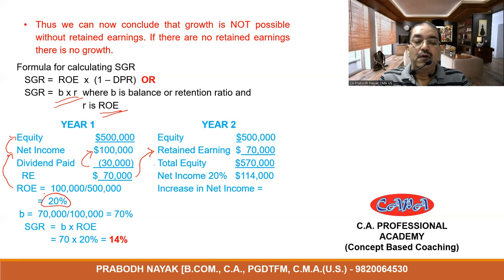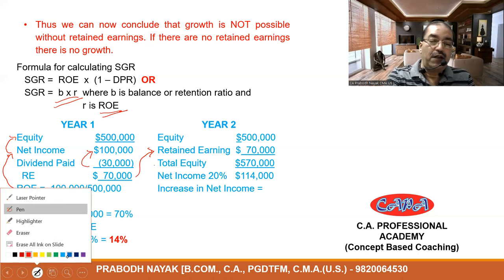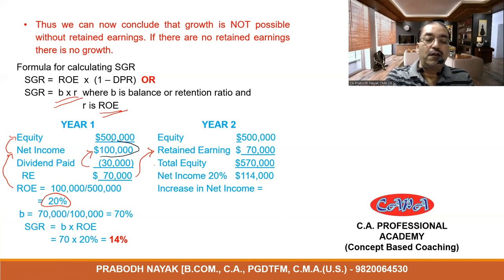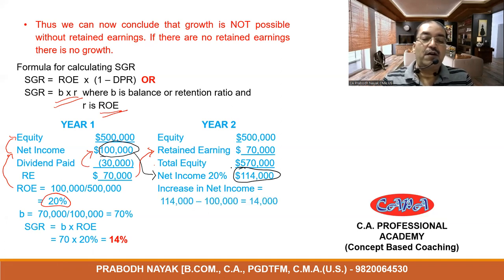Okay? Now, increase in net income. How much has the net income increased by? In the first year, your net income was 100,000. Now it has increased to 114,000. So how much is the increase? 114 minus 100, that is 14,000. So what is the increase rate? The increase rate is this 14,000 divided by the initial amount of net income that you had earned. Okay. So that will give you an SGR of 14%.